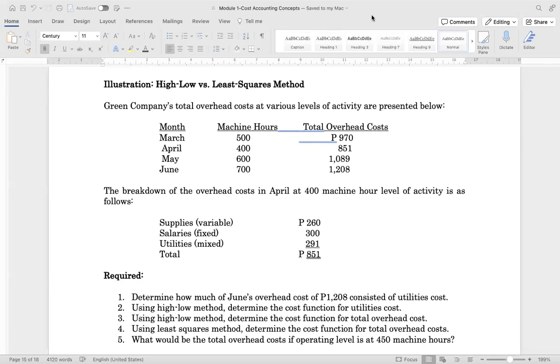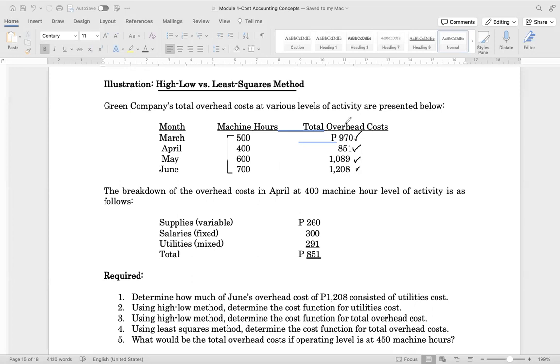Let us illustrate further the high-low and least square method. Green company's total overhead costs at various levels of activity are presented below. For March, April, May, and June, we have here the machine hours: 500 machine hours producing 970 overhead cost, 400 machine hours incurring 851 overhead cost, 600 machine hours producing 1,089 overhead cost, and 700 machine hours, we have 1,208 overhead cost.